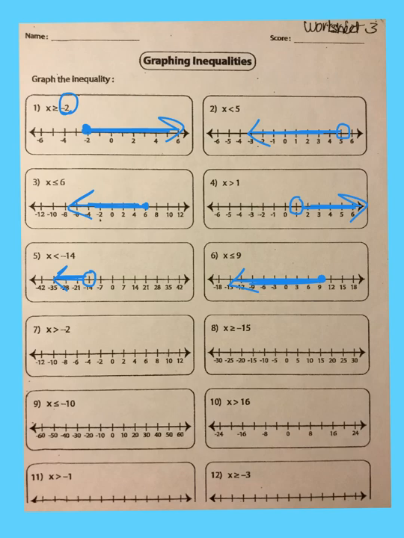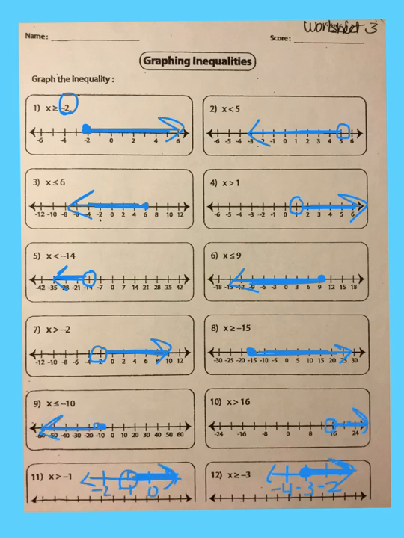Number 7, X is greater than negative 2. Open dot, and I shade in the direction of the 0 because 0 is greater than negative 2. Number 8, X is greater than or equal to negative 15. So the dot goes on the negative 15, and I shade in the direction of the negative 10. Go ahead and try the next two, and let's check your answers.